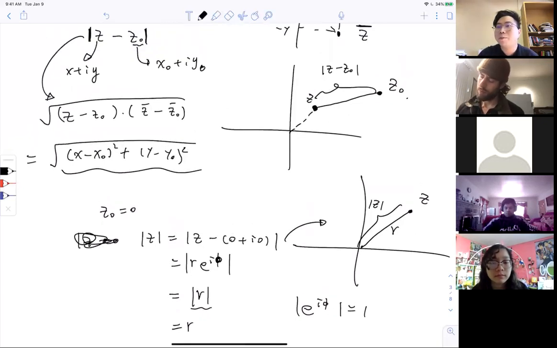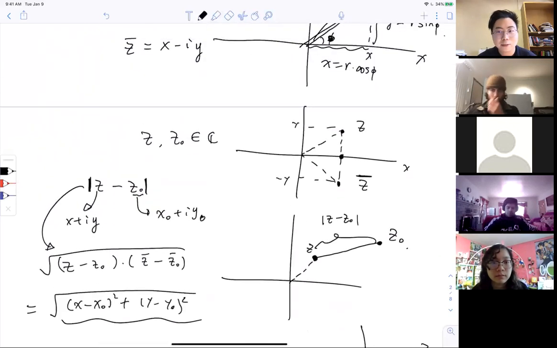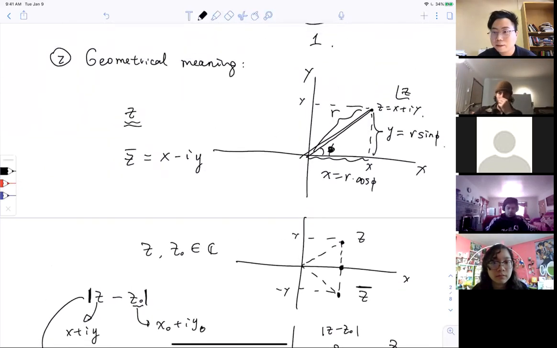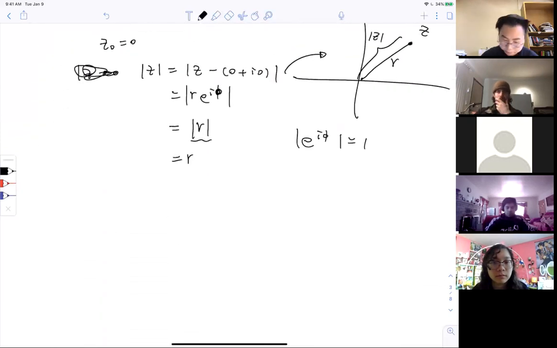Yeah, any questions about this part? I hope it's clear. It's clean now.